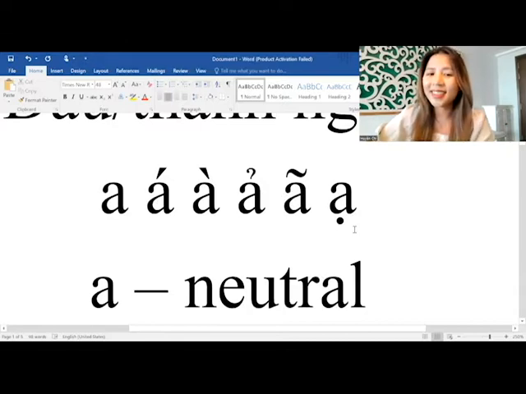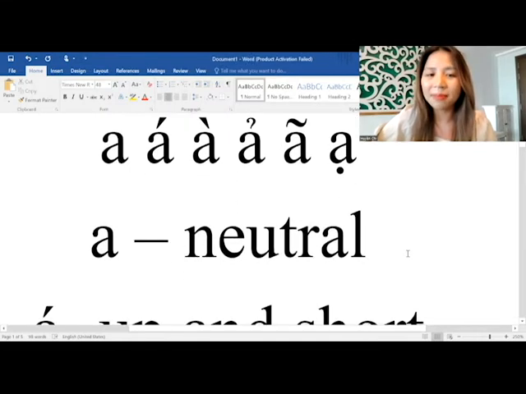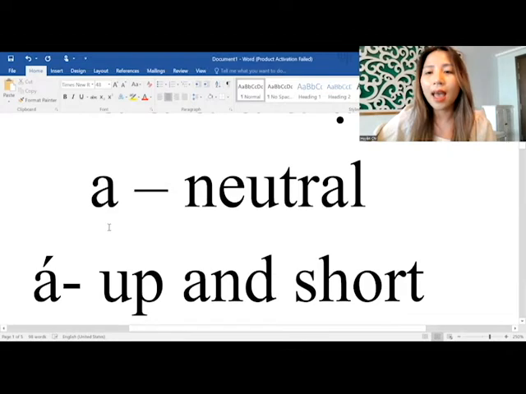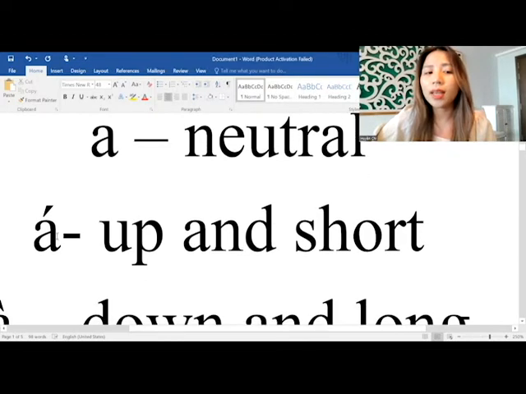How is it? Still confusing, right? Okay, so let me repeat one more time. When there's nothing around, it is no tone, so I would say a. When it's go up tone, right? When there's something like this, you say it up and short. It is a.